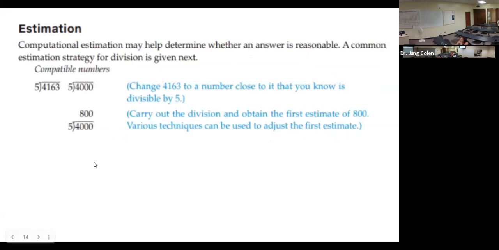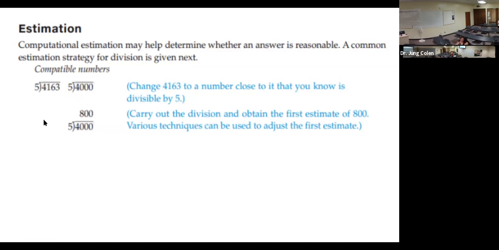This is also making comparable numbers too. So this is estimation. Instead of dividing 4,163 by 5, you can change this number to a close number, 4,000, because it's so much easier to divide it by 5. However, you need to think about whether you overestimated or underestimated. Okay? So we did 4,000 divided by 5 instead of 4,163 divided by 5.